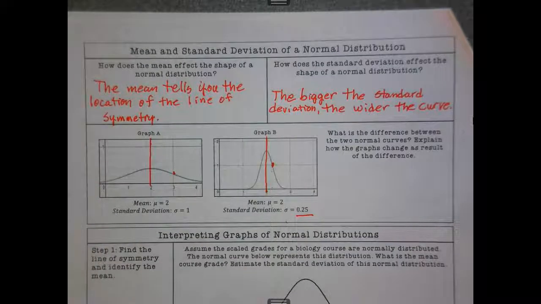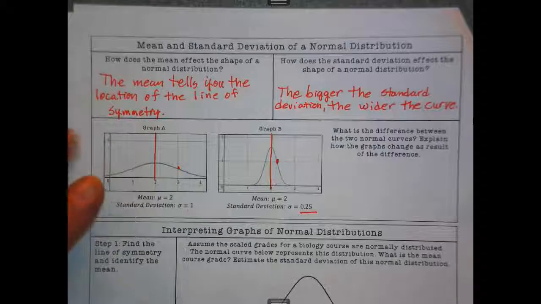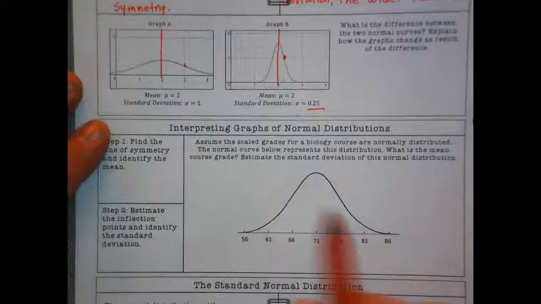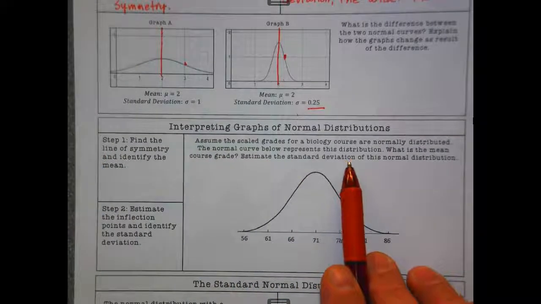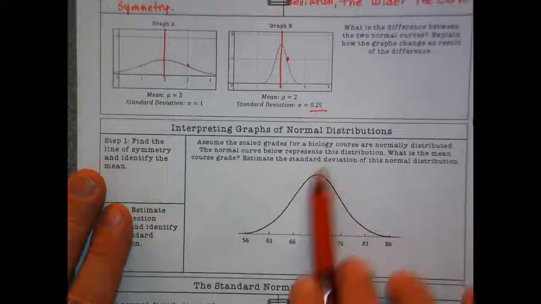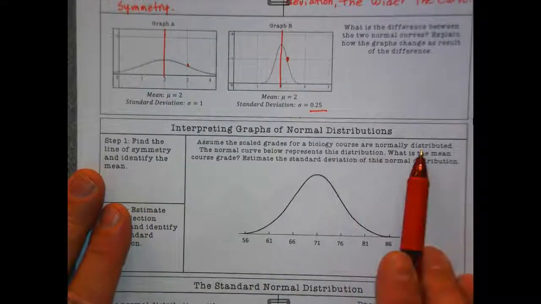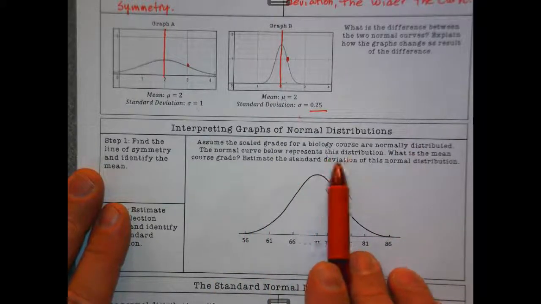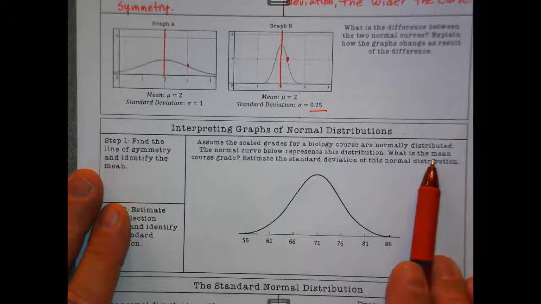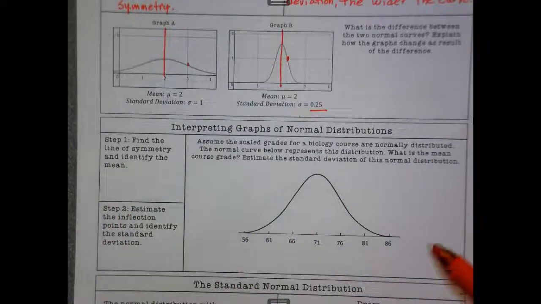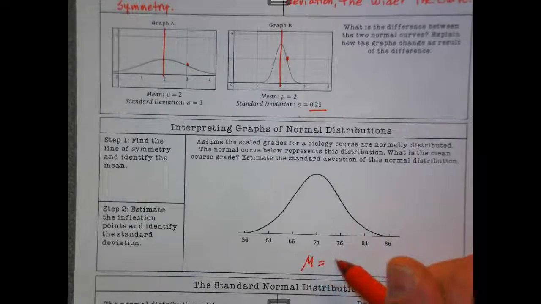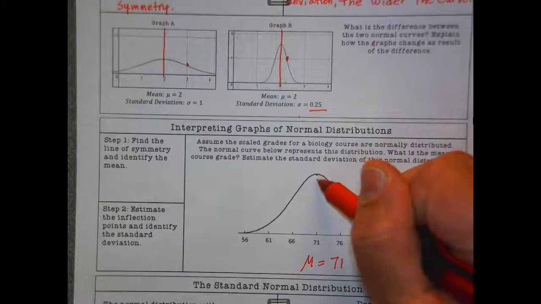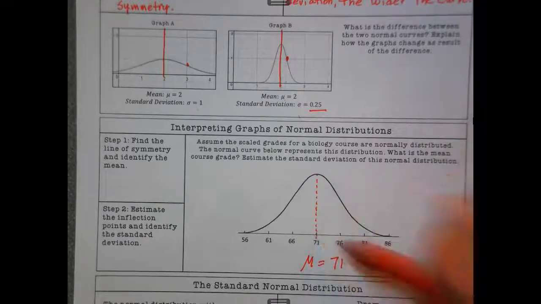Are you lost? Okay. All right. So let's look at this little example here. Assume the scaled grades for a biology course are normally distributed. So this distribution is a normal bell curve. The normal curve below represents this distribution. What is the mean course grade here? What is our mean? Yes. Okay. This is our mean, 71.